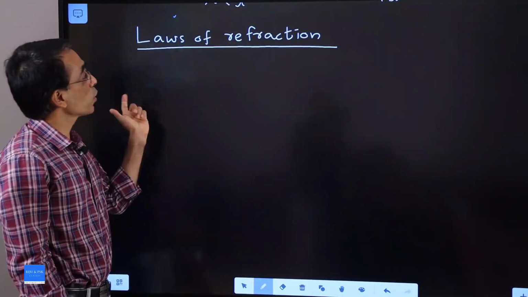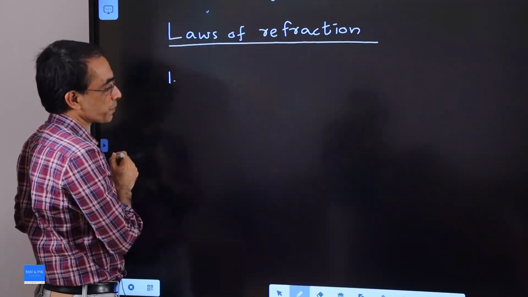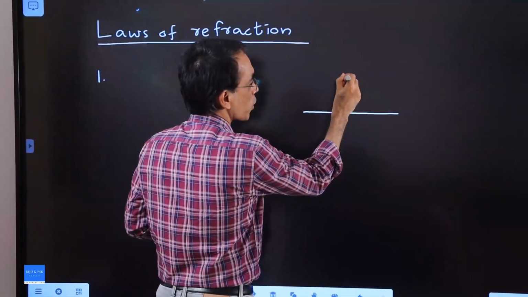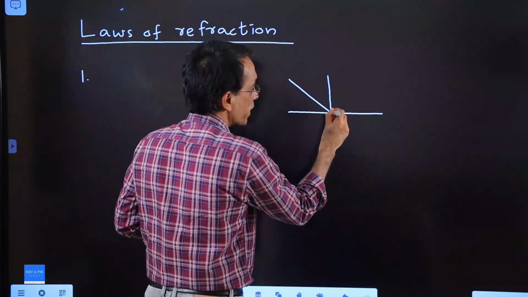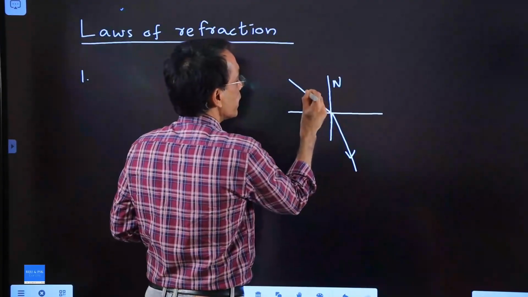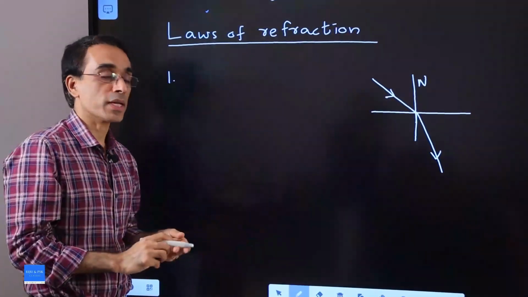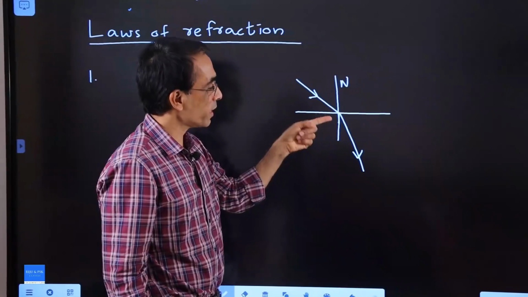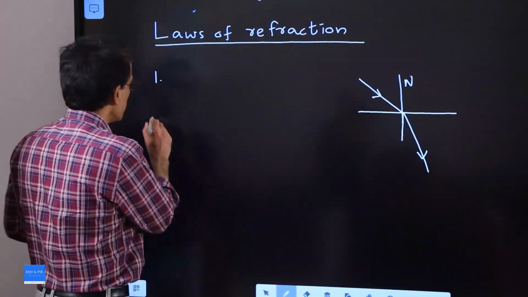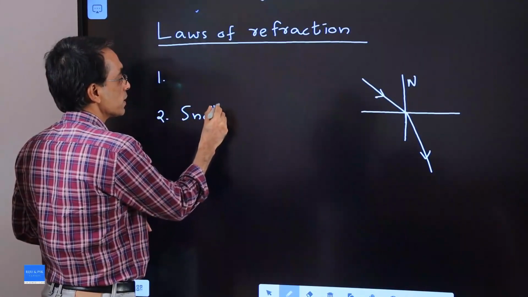Next we will discuss the laws of refraction. There are two laws in refraction. The first law says the normal, the incident ray and the refracted ray all lie in the same plane. The second rule is also known as Snell's law.